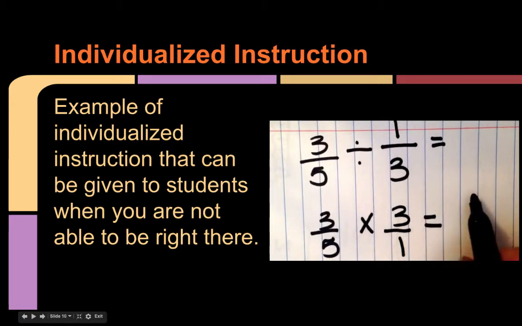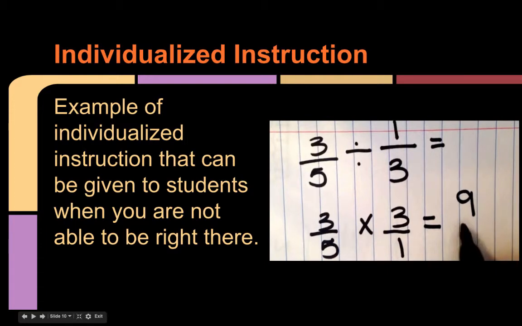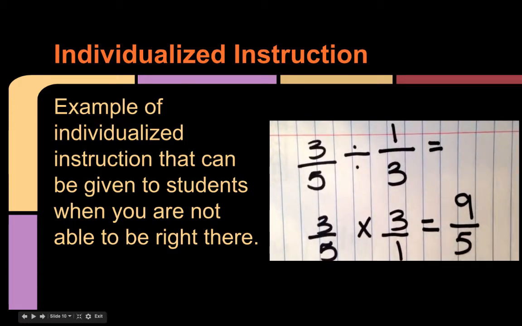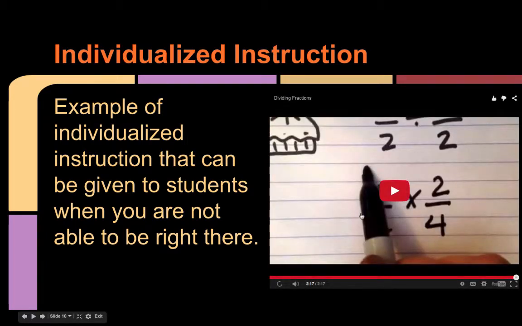3 times 3 is 9. 5 times 1 is 5. As you can see, that was individualized because I was talking directly to whomever was watching the video.